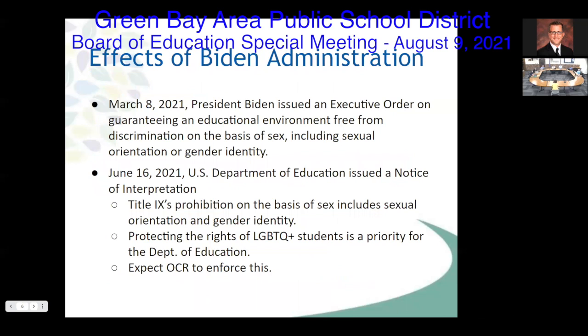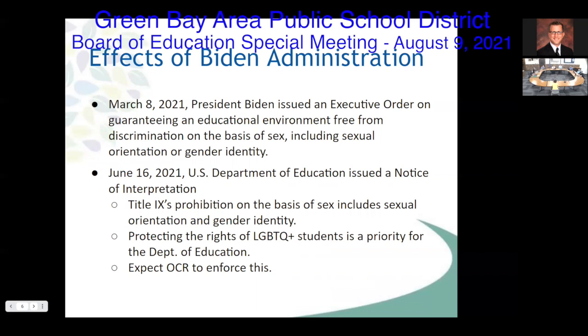So I'm sure you're wondering why we're going through all of this now that we have a new administration in place. So let's talk about the action that President Biden has taken thus far and the effects it may have on Title IX. So on March 8th of 2021, President Biden issued an executive order guaranteeing an educational environment free from discrimination on the basis of sex, including sexual orientation or gender identity. This order produced two noteworthy actions that will have an impact on how the district responds to Title IX reports of sexual harassment.